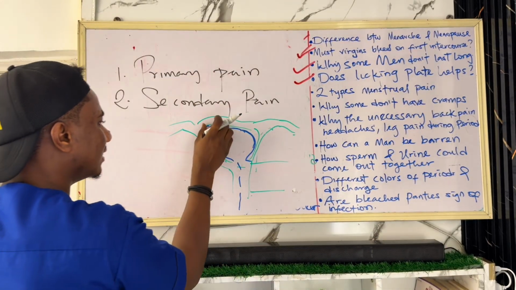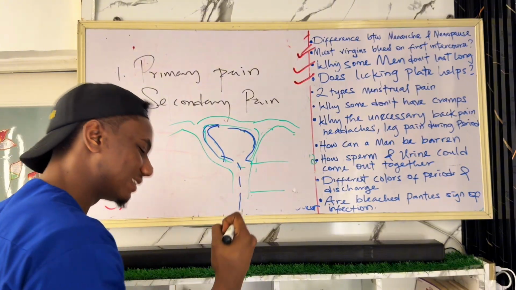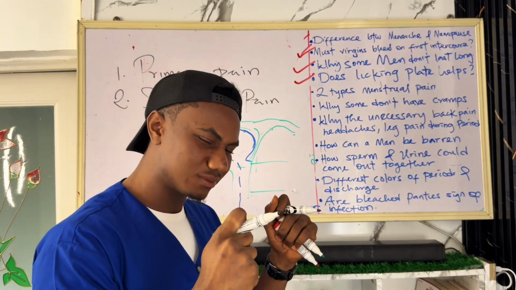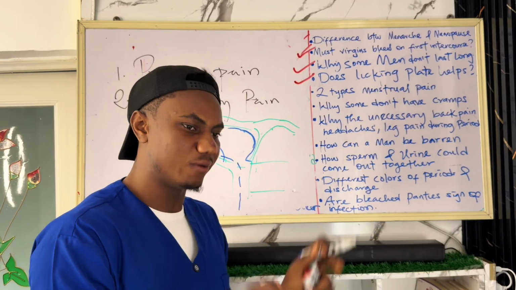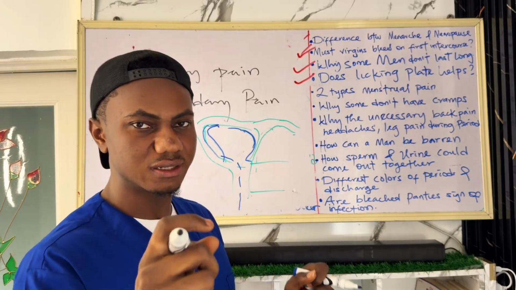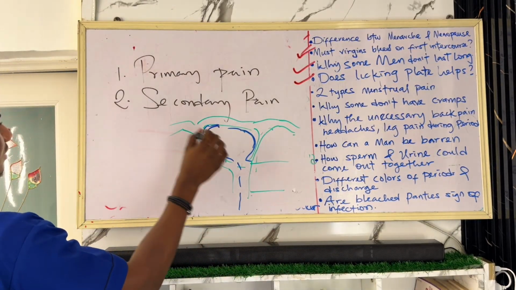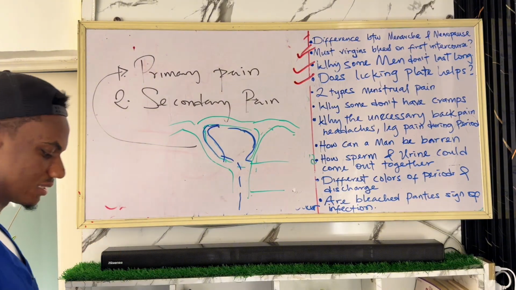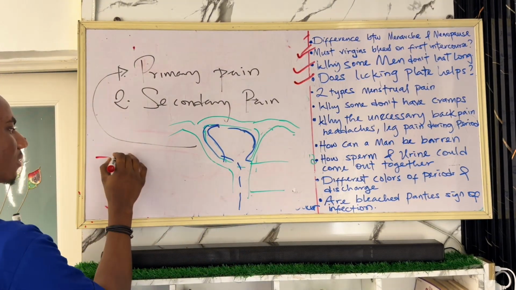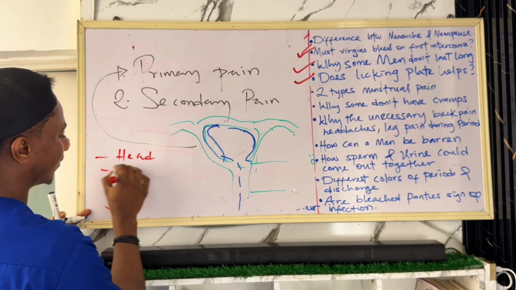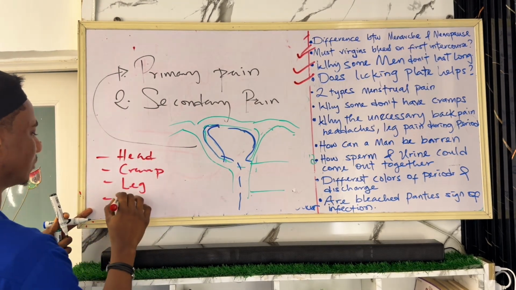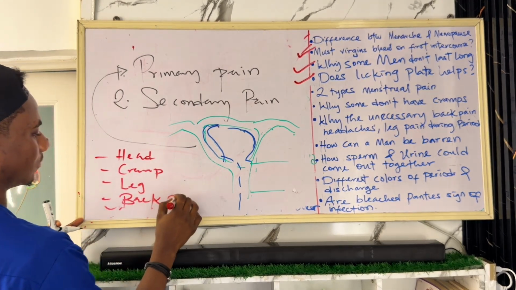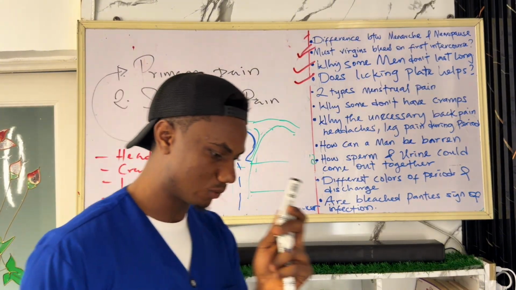So when this thing is shedding away from the walls, the process of coming out, sticking away from the walls, causes the pain that you feel, and it's called the primary pain. Such primary pain can be accompanied by headache, cramps, leg pains, and sometimes back pain. That's for some women. For some women, it doesn't happen, and I will still talk about it.